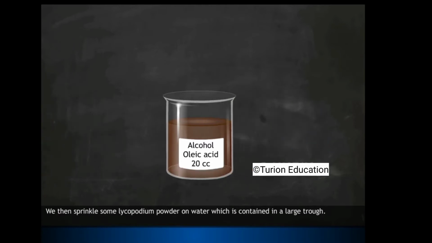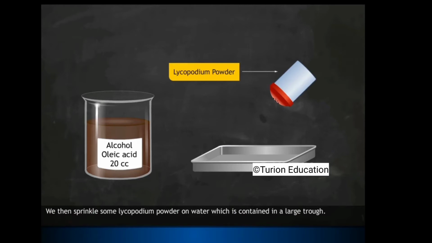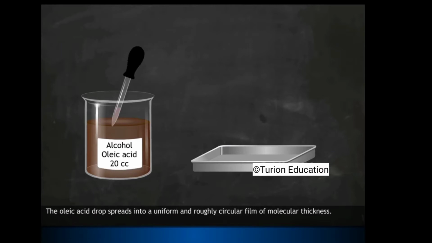We then sprinkle some lycopodium powder on water, which is contained in a large trough. On this, we put 1 drop of the oleic acid solution we made. The oleic acid drop spreads into a uniform and roughly circular film of molecular thickness. We then measure the diameter of the film to get its area, denoted by A. Let us assume that we have put n drops of the solution into the water.